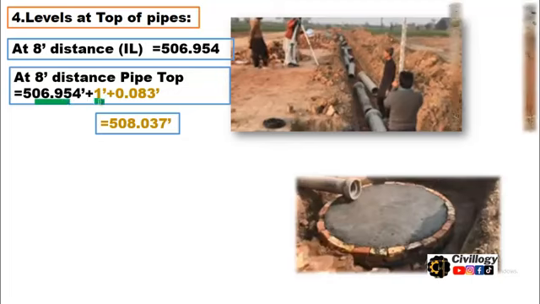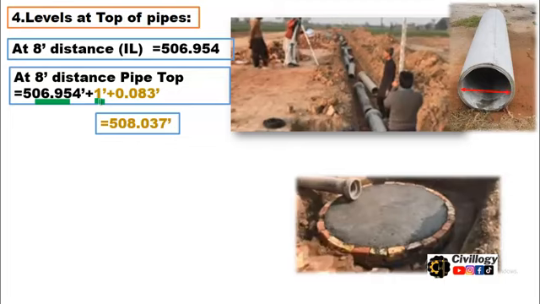Now this 1 feet is the diameter of the pipe, plus the thickness of the pipe should be added. If the thickness of the pipe is 1 inch, it will be equal to 0.083 feet, and you will get the top level of the pipe at 8 feet distance. Simply add this factor, which is the diameter of the pipe and thickness of the RCC pipe. You can calculate the levels at any random distances.